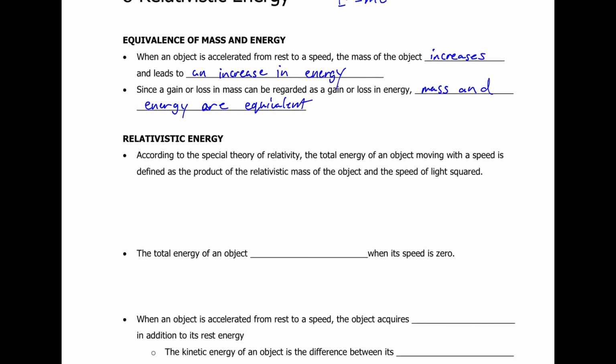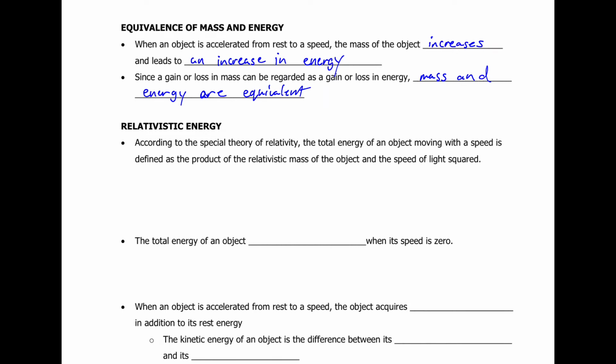So we're going to use our mass increase formula here, according to the special theory of relativity. The total energy of an object moving with a speed is defined as the product of the relativistic mass of the object and the speed of light squared. So we know this one, right? We know E equals mc squared. Now, m, without anything there, is relativistic mass. I did not give myself enough room to write that in. Let's try again. It's relativistic.